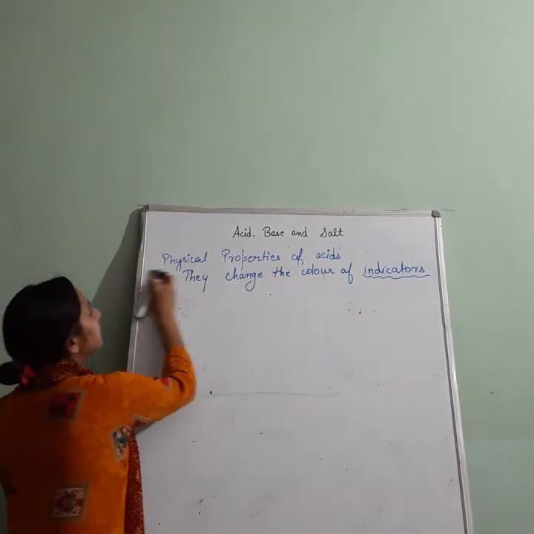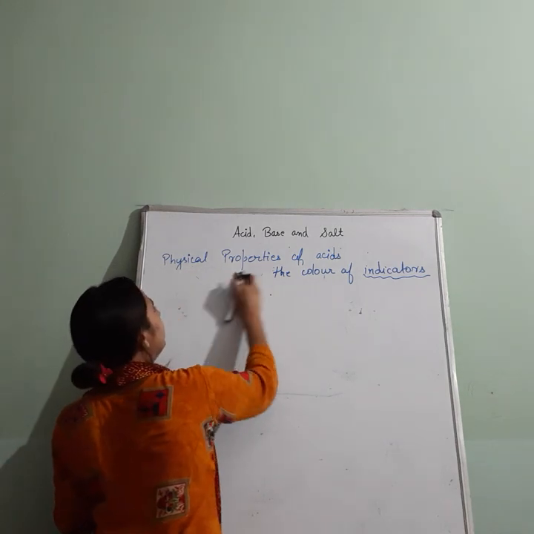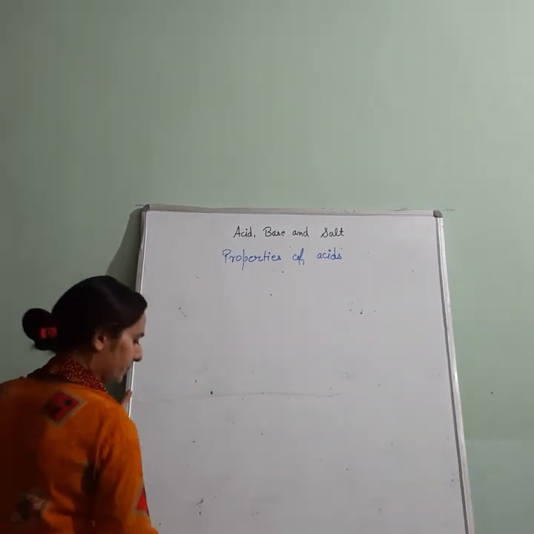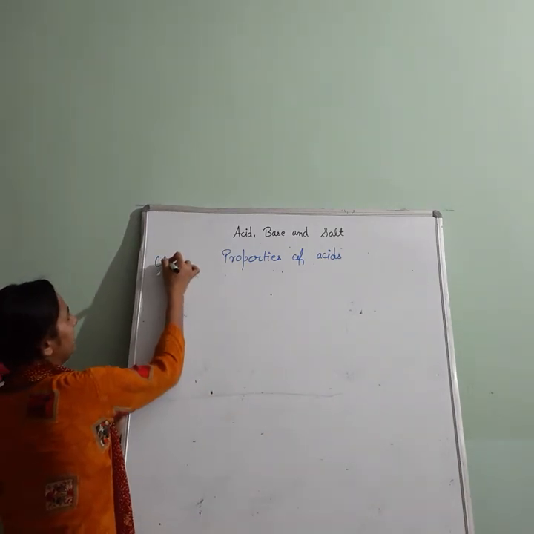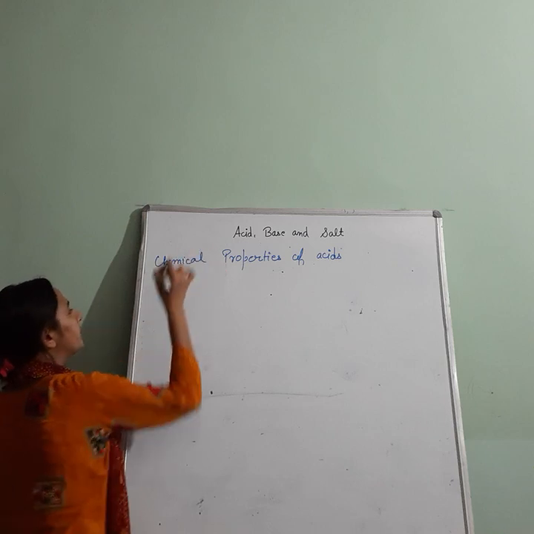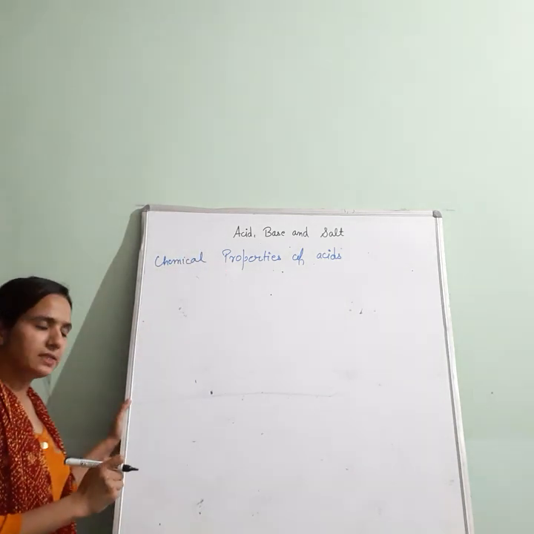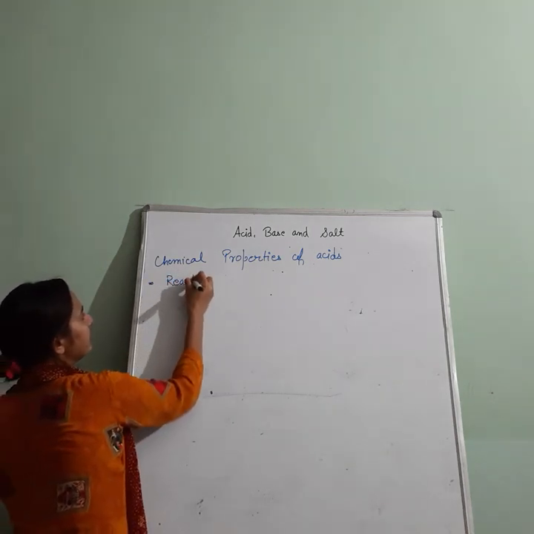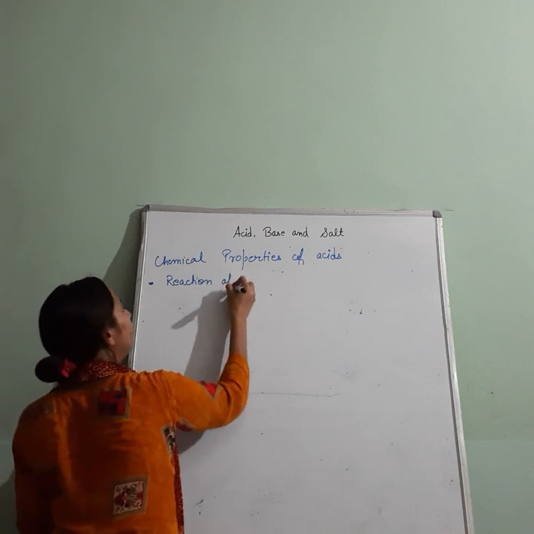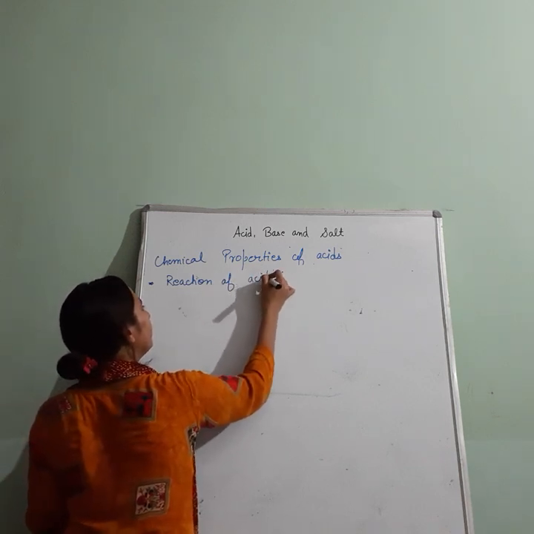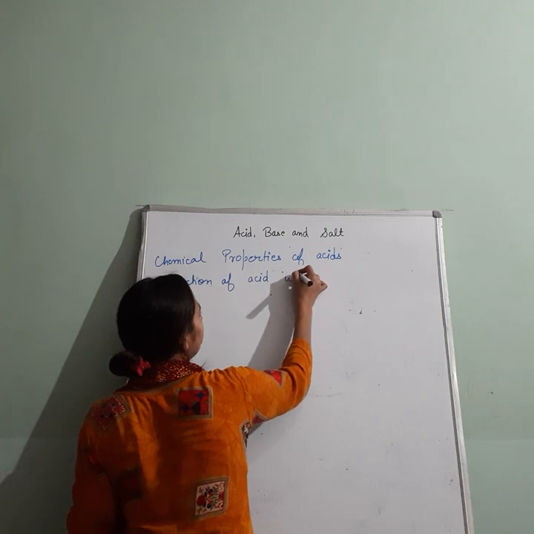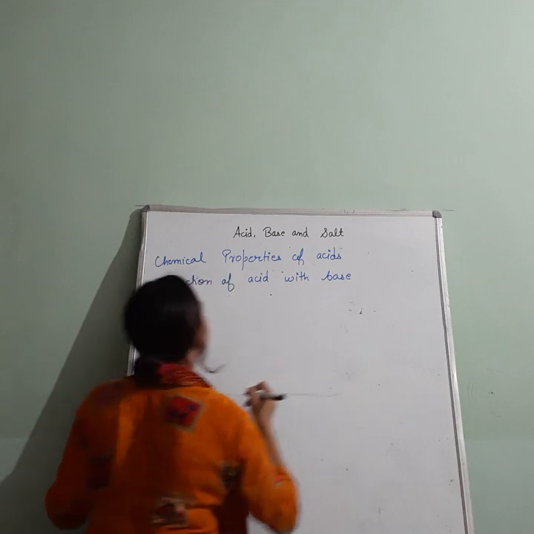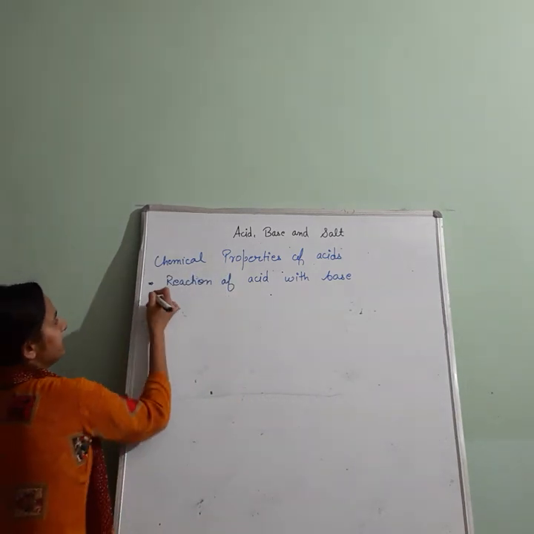Next, we are dealing with chemical properties of acids. In chemical properties of acids, the first chemical property is reaction of acid with base.